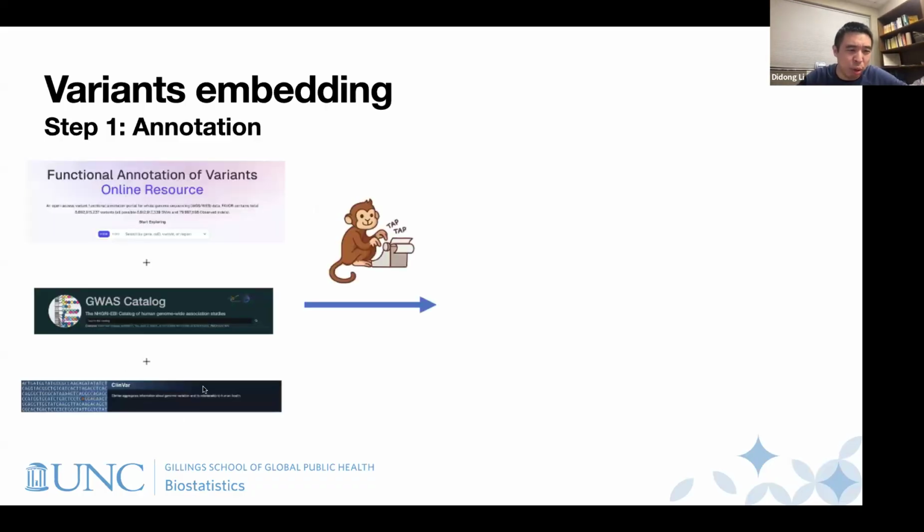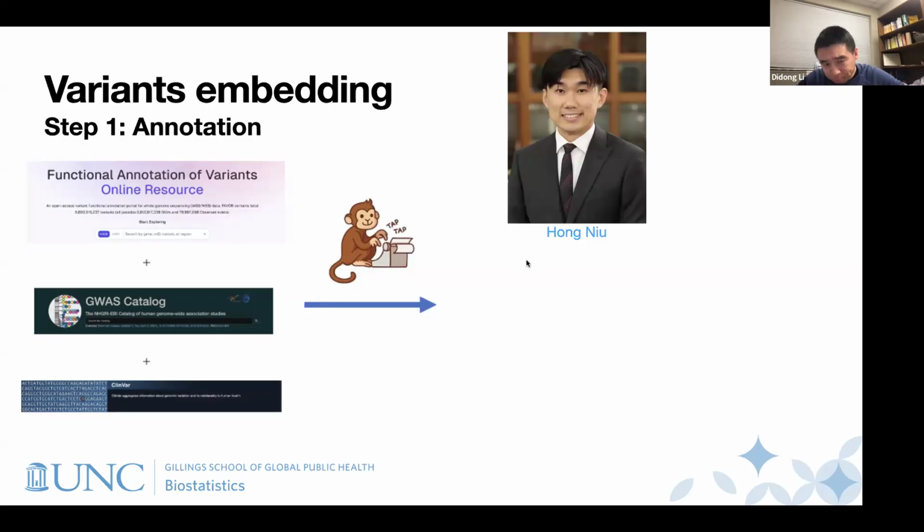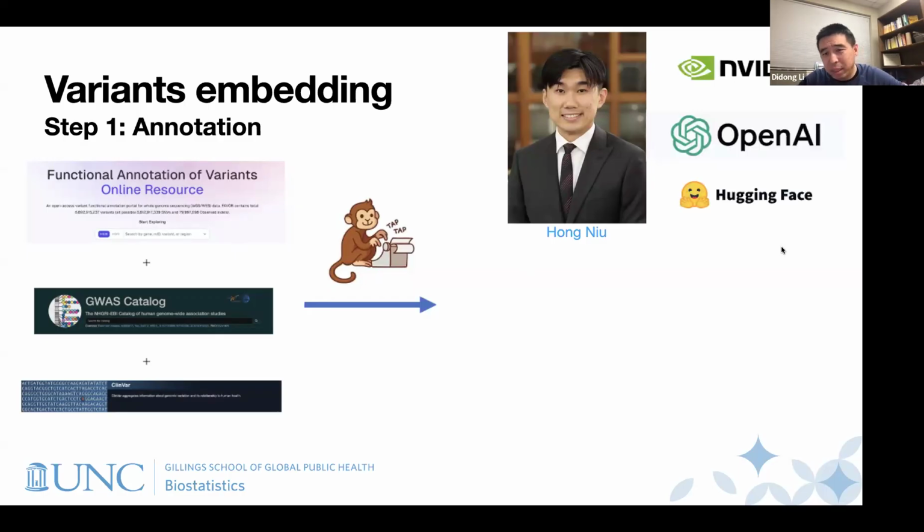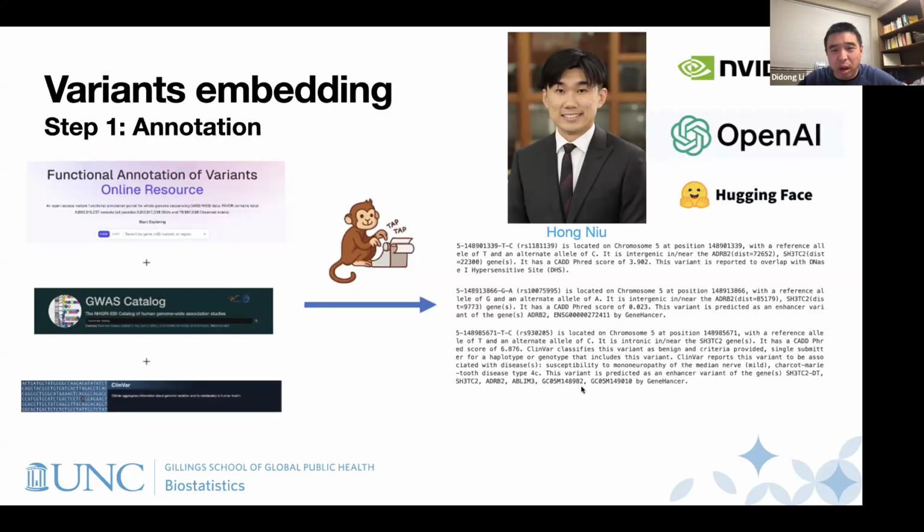where we got 3 data resources called Favor, GWAS Catalog, and ClinVar, which capture some existing knowledge about the genetic variants. We hired a smart research assistant, this monkey, also my PhD student Hong, and we have support from industry partners. Eventually, we got this annotation of all 9 billion genetic variants in the human genome.